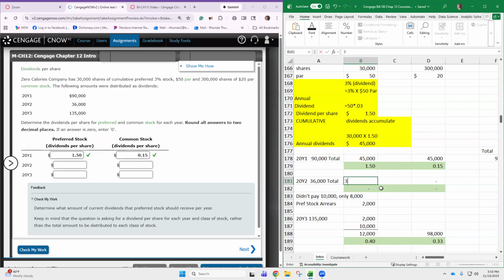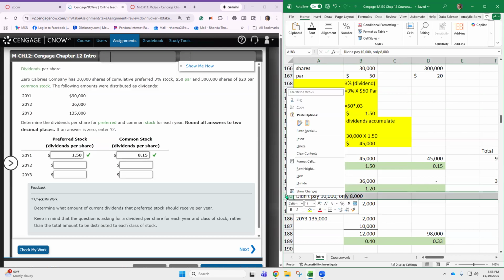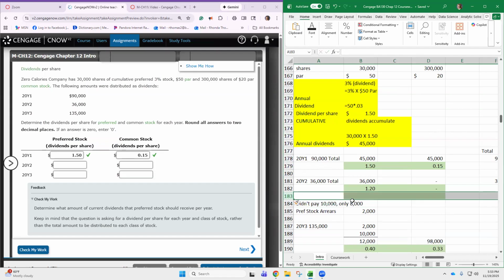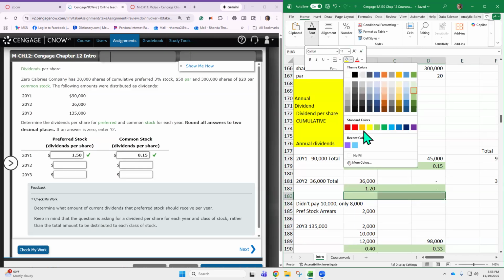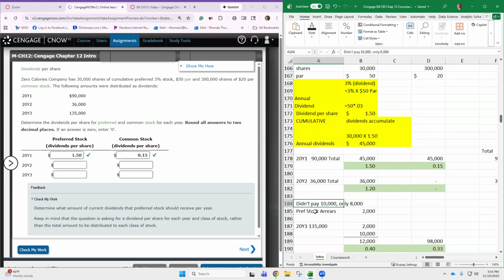So we're going to take the whole amount, the 36,000. We're going to divide it by the 30,000 preferred shares. So at least $1.20 is going to go out to the preferred shareholders. It's better than nothing, right? Better than nothing. It was almost the full amount, but not quite. So here's what we need to say. Didn't pay the 45,000. Okay, we didn't pay the 45,000. We paid 36,000.